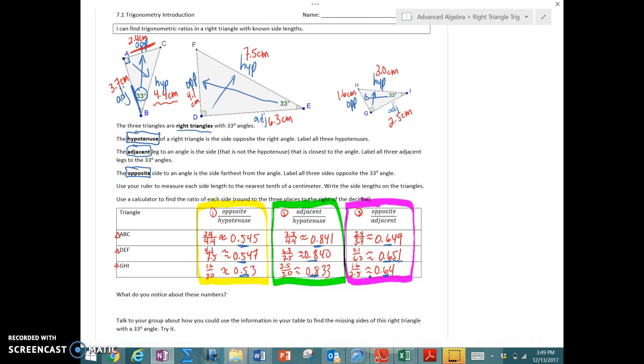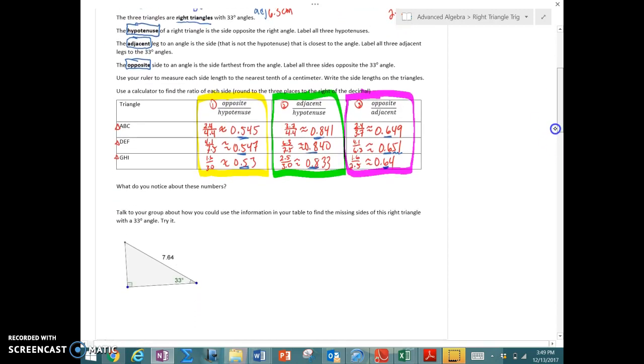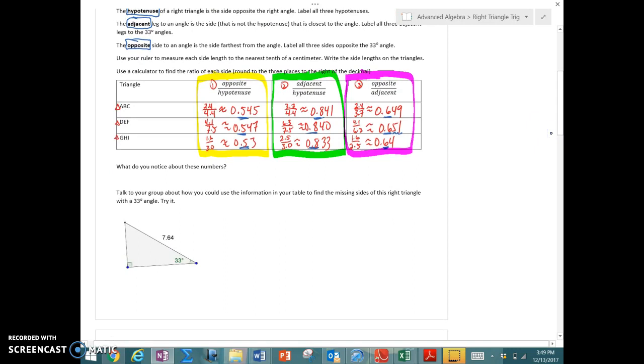Okay, so we can now conclude that if we do take a triangle that has a 33-degree angle and find the ratio of opposite over hypotenuse, it's about 0.5. If we do adjacent over hypotenuse, it's about 0.8. If we do opposite over adjacent, it's about 0.6. So we could use that to carry over and look at a bigger picture question.